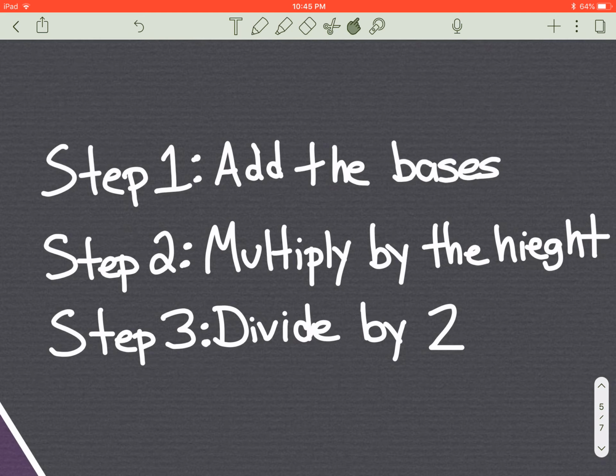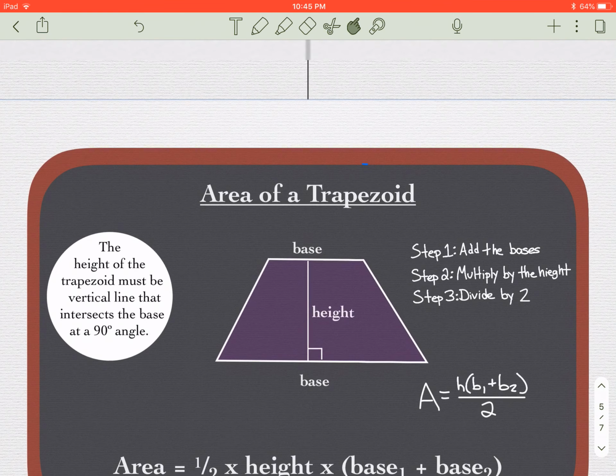And just like a triangle, the height is the vertical line. It can't be slanted. The height of a shape is a straight up and down line. And after we do that, we divide it by 2. So just like yesterday when we talked about triangles, triangles and trapezoids, which both start with T, we have to divide it by 2 when we're done. So we add the bases, we multiply by the height, and we divide by 2.